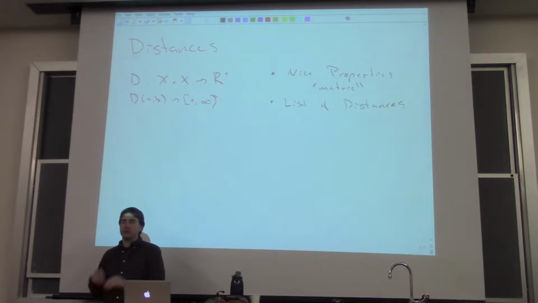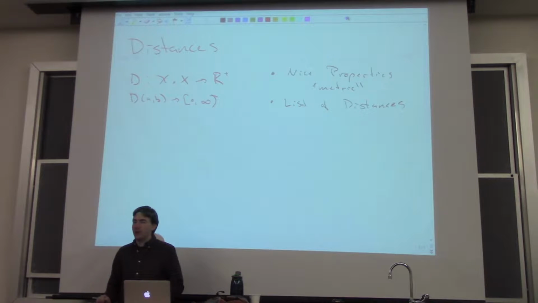Others have nice geometric properties that we'll talk later about in class. Others have nice mathematical properties. They make certain algorithms work nicer. But this is a choice. We'll see some of the advantages, but sometimes there's not one that's necessarily better than the other. So you'll just have to choose, and this goes into the modeling.